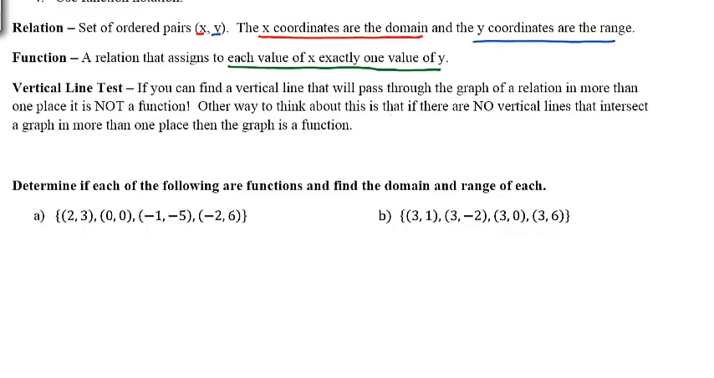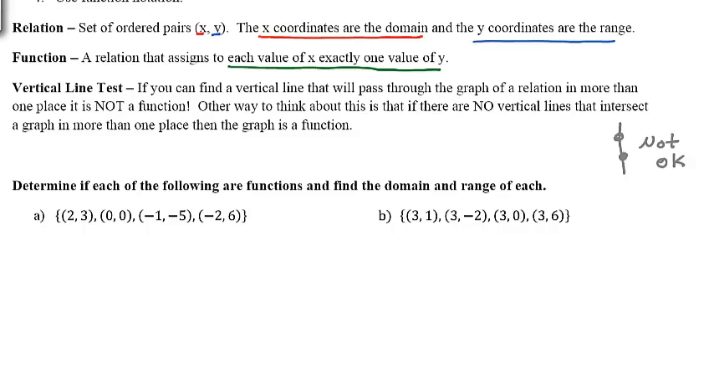The other way for us to think about this, and this is the way that I normally will think about this, is that if there aren't any vertical lines that intersect the graph in more than one place, then the graph is a function. So if I'm trying to remember whether something is a function or not, I draw a vertical line and I put two dots on it and I say, this is not okay.